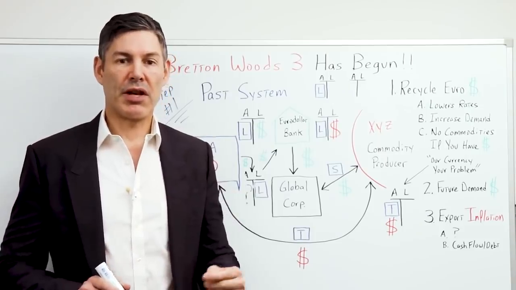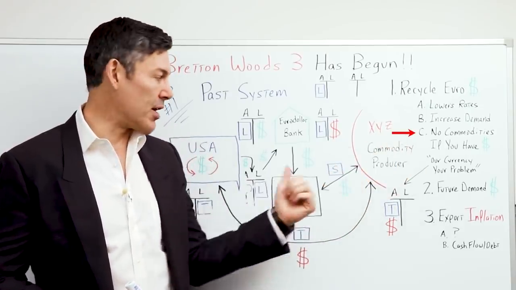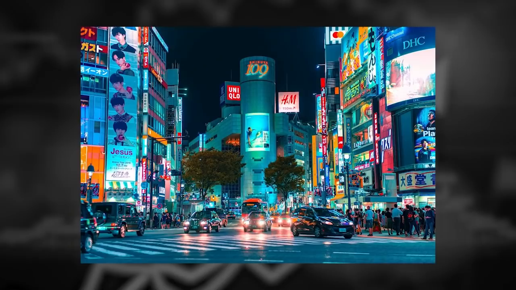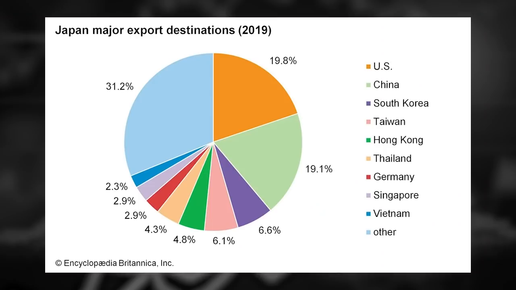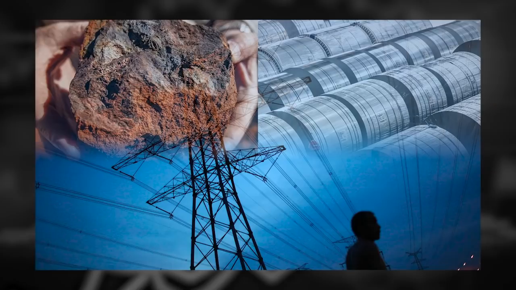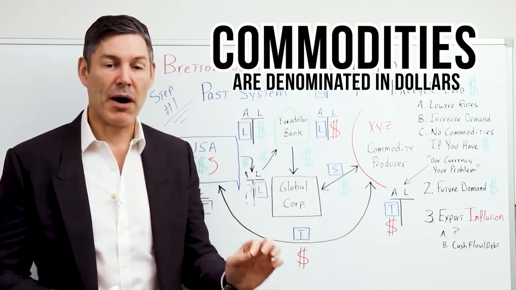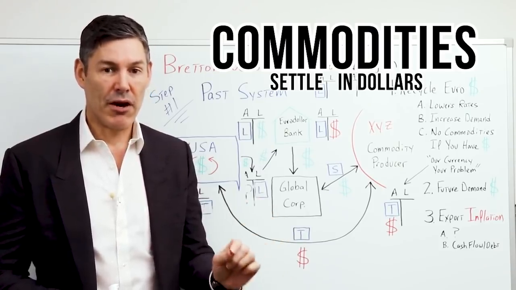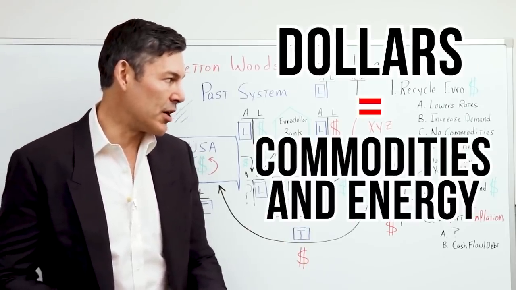But now let's go ahead and think through the next step. If you were a country that has a lot of dollars, like the United States, just being able to print their own dollars, or Japan, who has a lot of dollars from running a trade surplus, because they're selling all of their stuff to the global countries and they're receiving dollars in return. So then they can take those dollars and buy the energy or the commodities they need, because the commodities are denominated in dollars. The commodities settle in dollars. Therefore, if you've got the dollars, then you can get the commodities or the energy you need.